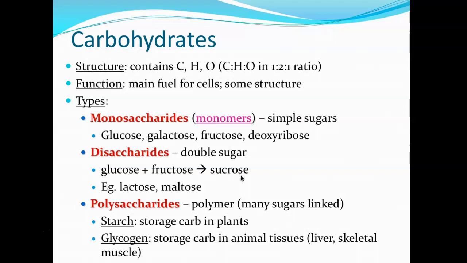Glycogen is the energy storage for animals. Now we eat starch and we break down starch for our own energy, but we don't store energy in this form of starch. We store it in the form of glycogen in our liver and in our muscles.